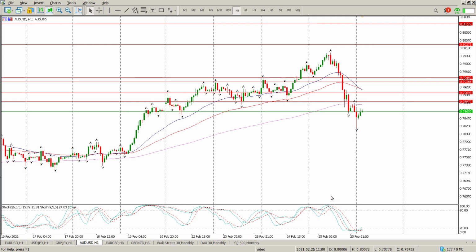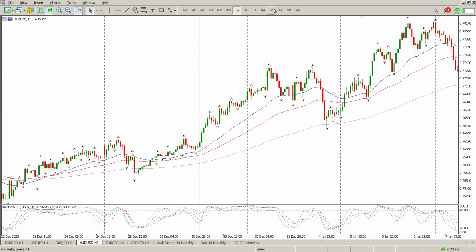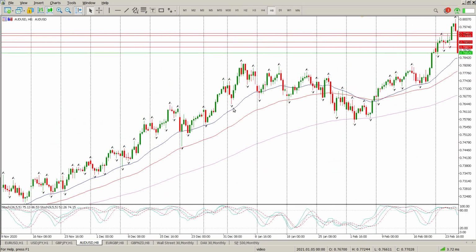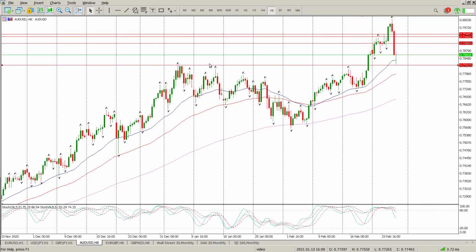So this in itself, no divergences here. We are oversold right now. We are not really sure we're on a level at the moment. I don't think so. Let's just get back to the 8 hour. Nope. So these levels that we have above us are meaningless at the moment.